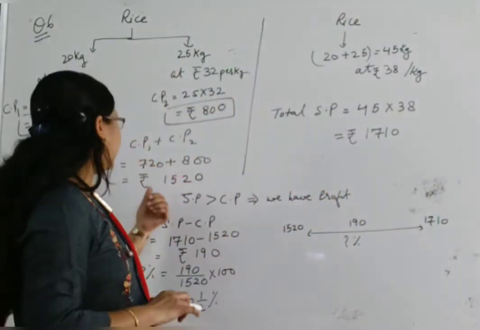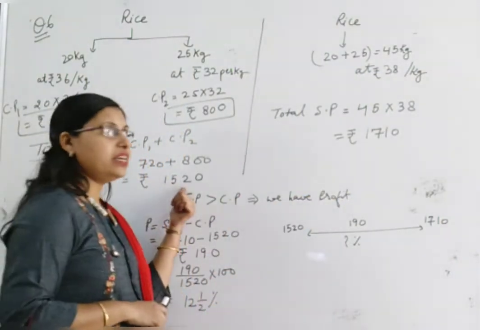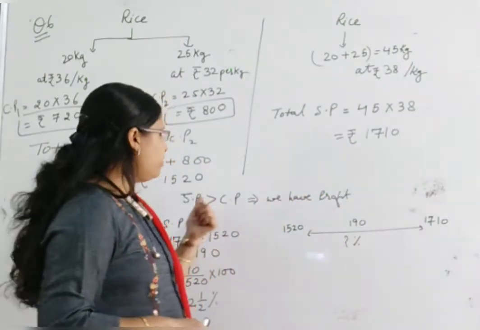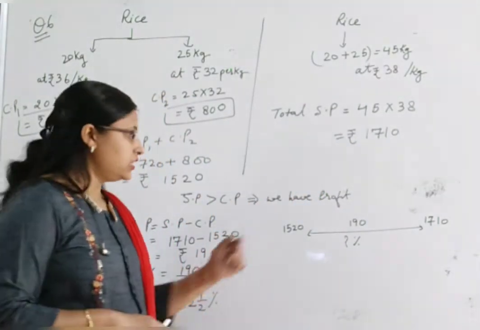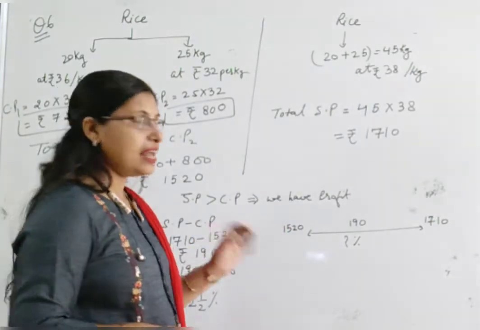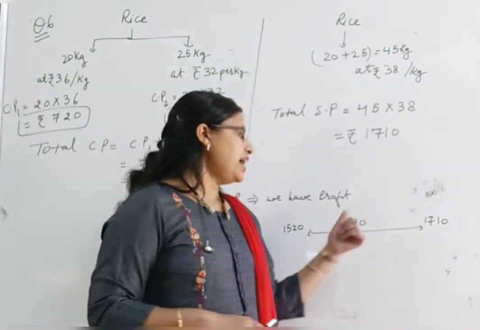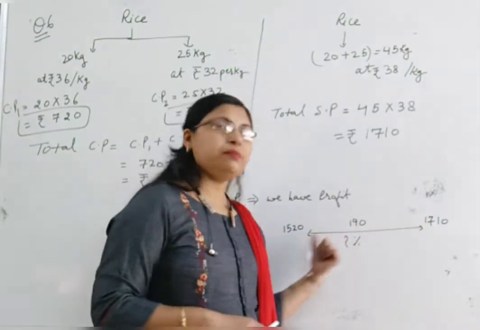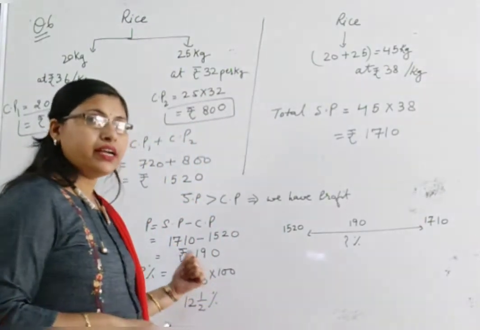Now which one is greater? This is CP and this is SP. So this is 1520 and this is 1710. The SP is greater. If SP is greater than CP, then we have profit. So how much is the profit? How do we calculate the profit? Again we can make the diagram. CP, SP and in middle it is profit. So how can we calculate? We will subtract these two. So we have done that, we have got the answer 190.